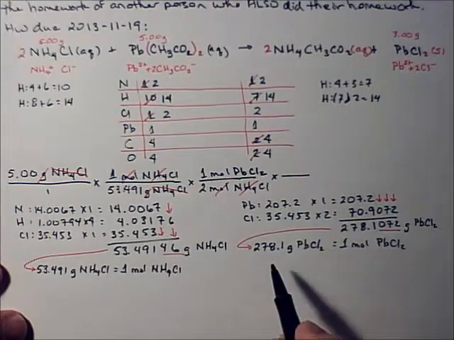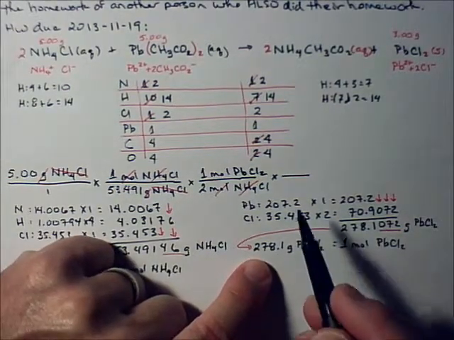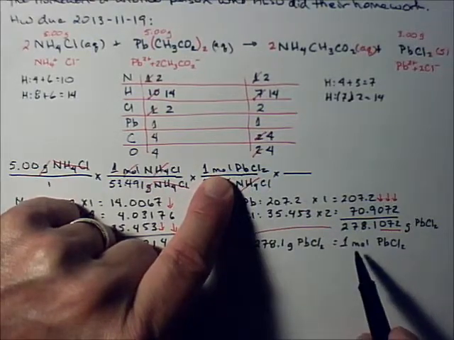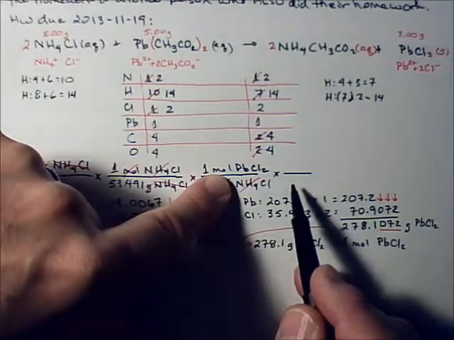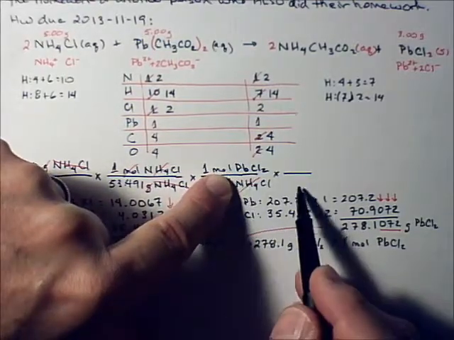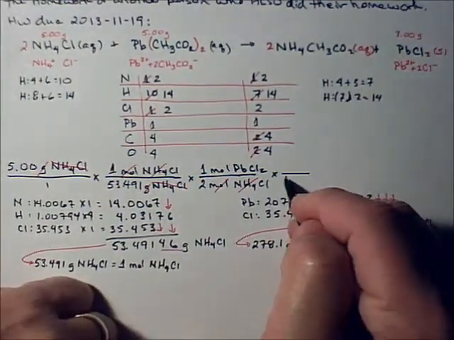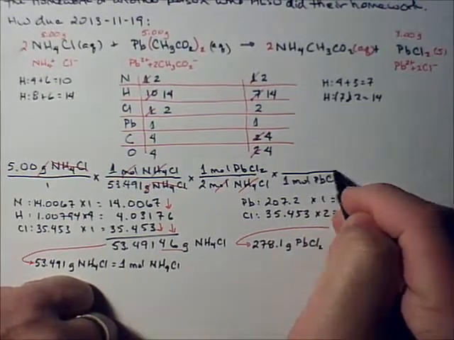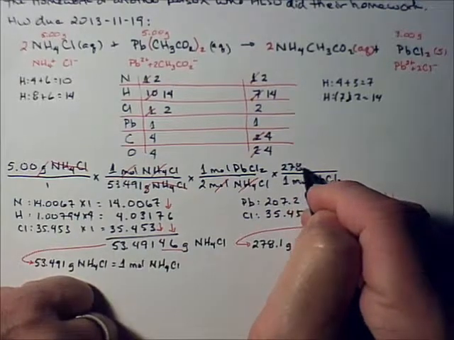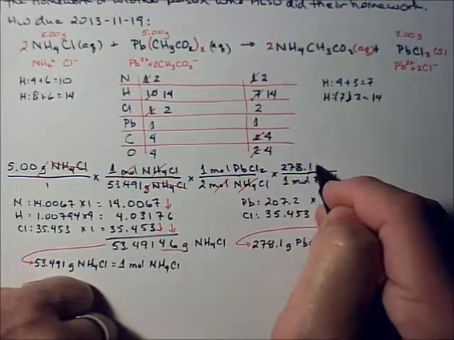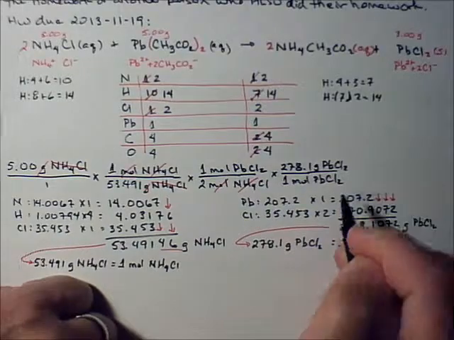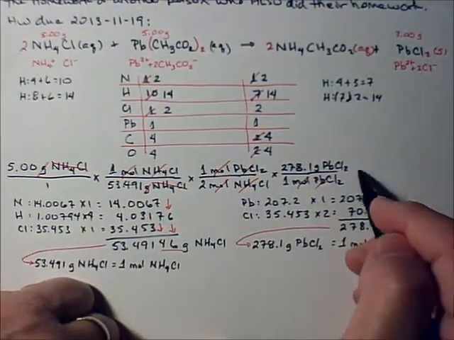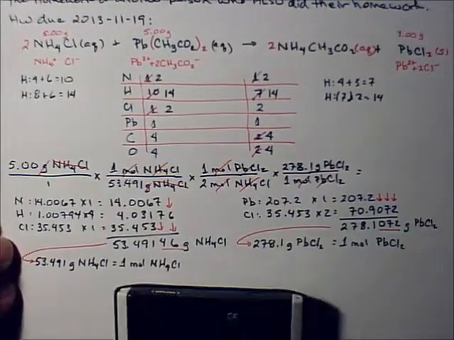Okay, so now we have an equality statement, and from this equality statement we can build the conversion unit we need. We have moles left on the top here, so this time I want moles from this side of the equation on the bottom. You want to be able to match units and species top and bottom. And now we're ready to do this math.